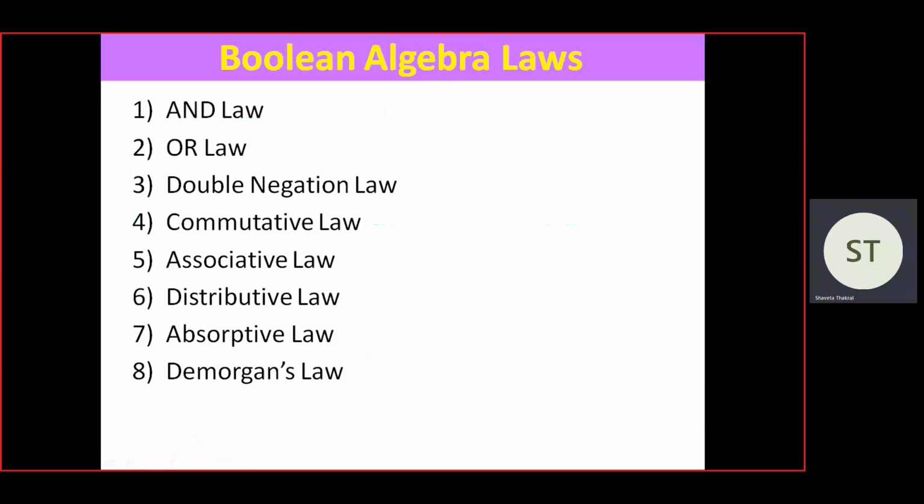So in Boolean algebra we have many laws. We are going to discuss AND law, OR law, double negation law, commutative law, associative law, distributive law, absorptive law, and De Morgan's law. So you can say in total we have 8 laws or theorems, and further these 8 laws or theorems are divided into a total of 19 theorems. So we are going to discuss all of those.